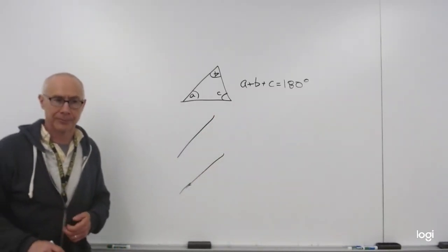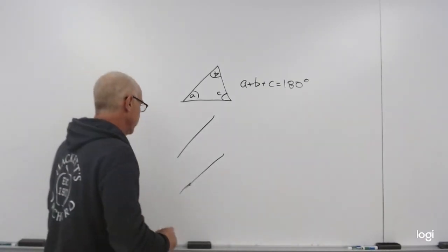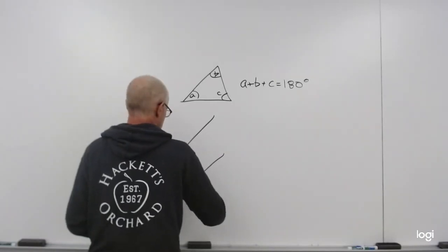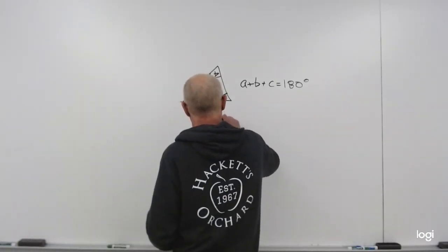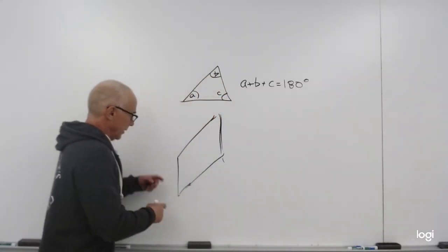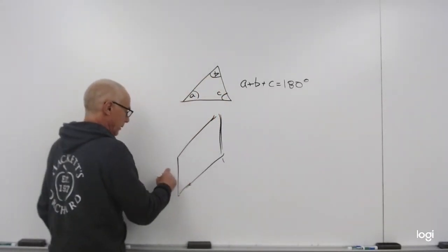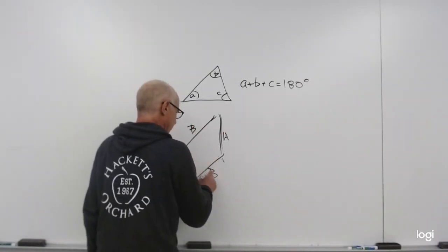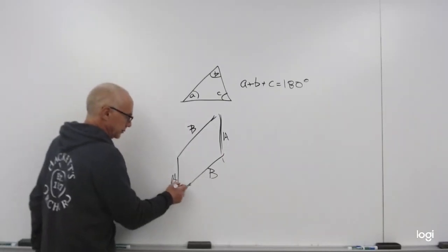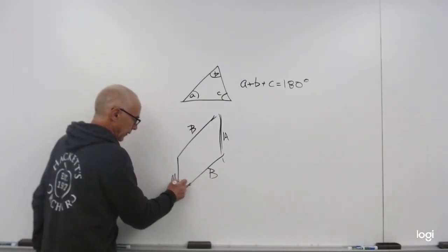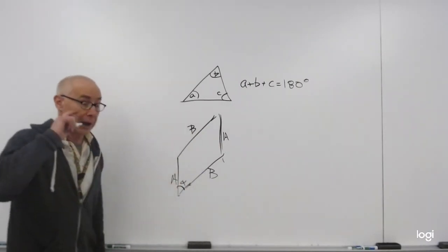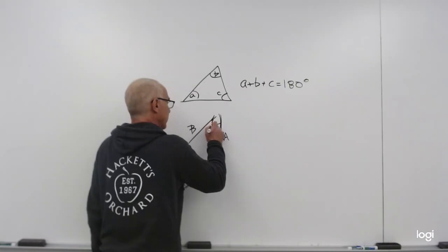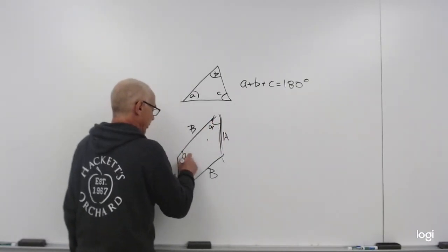A parallelogram is a four-sided shape with parallel sides. Let's see if I can draw it. Not bad. Okay, so this side is parallel to that side. This length is the same as that length, and this length is always going to be the same as that length. And if you knew one angle, alpha, then you can find all the other angles. And how can you do that? We know that this angle is the same as that angle. This is going to be, we'll call this beta.